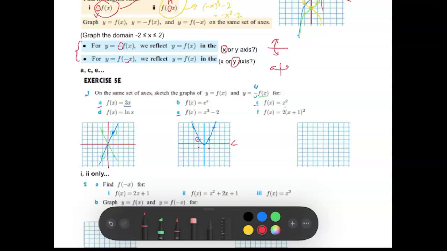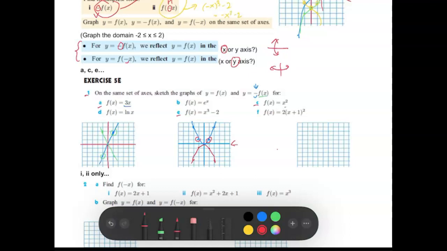So basically these 2 points become these 2 points, and the vertex stays in the same place. And then positive 4 becomes negative 4, right? All the y coordinates become negative versions of themselves. Okay, so that is my reflection there.